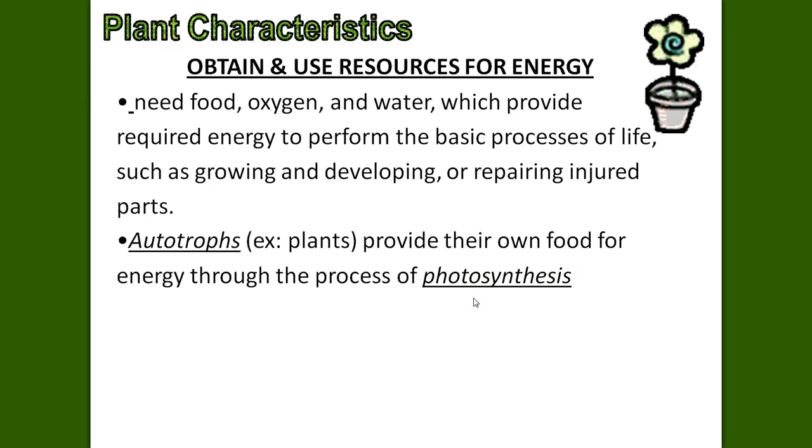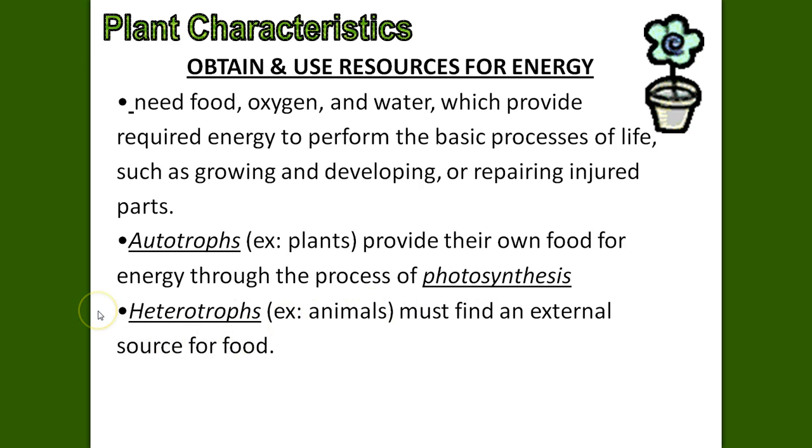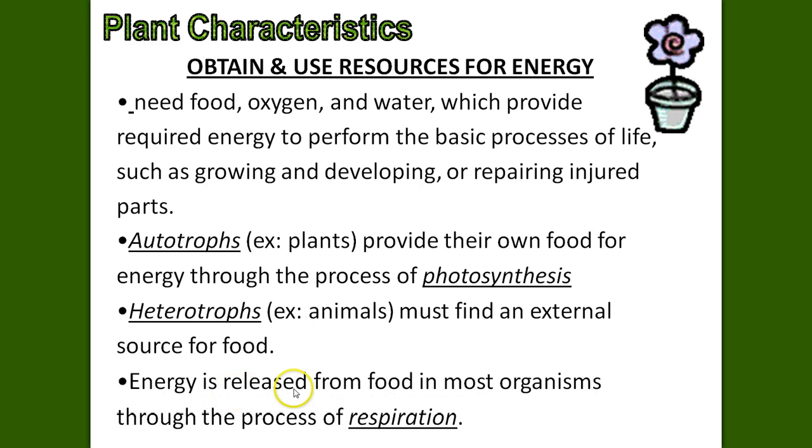Photosynthesis makes food. Everyone knows that song. Heterotrophs must find an external source of food. Example, animals. Heterotroph starts with an H. Remember, hunter, gatherer, predator, prey. I'm going to the food line to get my food today. Energy is released from food in most organisms through the process of respiration. So, plants eat food to get energy. So, energy is released.